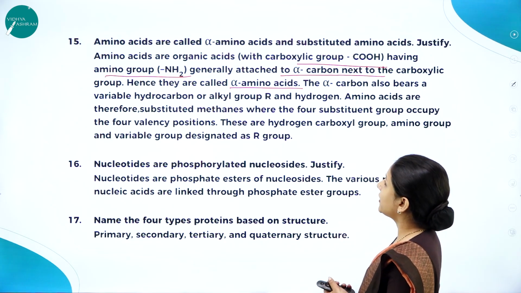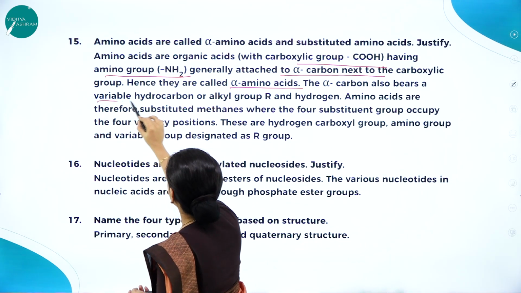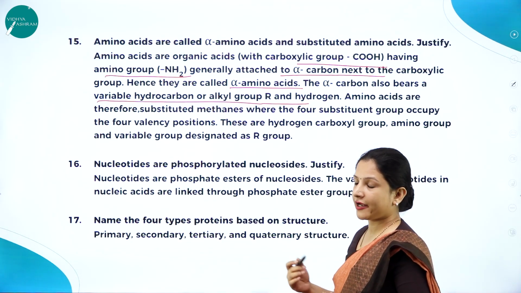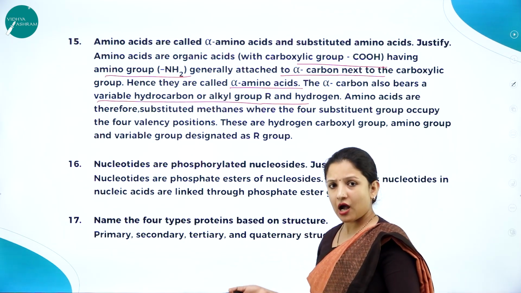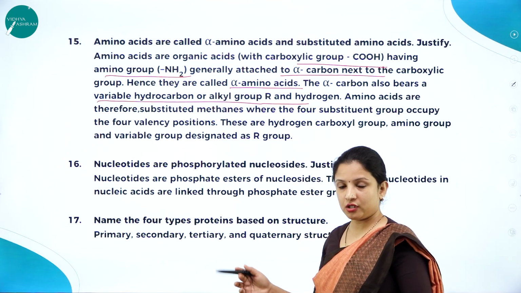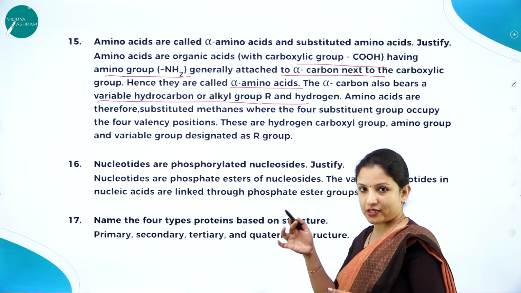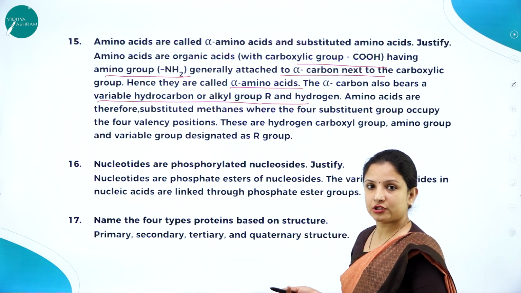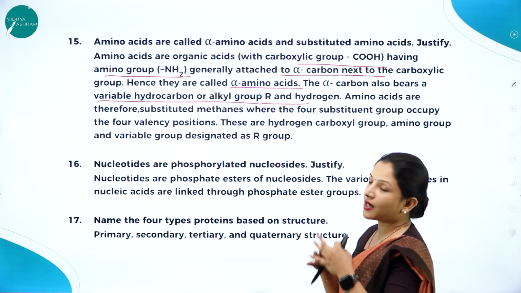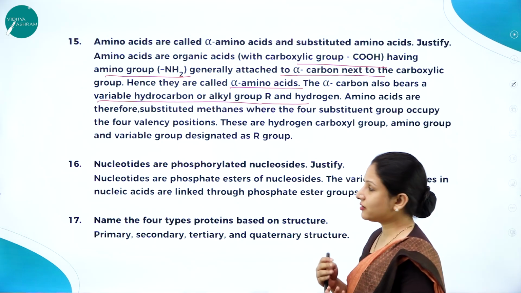And the alpha carbon atom also has a variable group, right? What is that variable group? It is the R group. And on the side chain they also have a hydrogen. Because they have an R group which can be substituted with either methane or hydrogen or CH2OH, because it can be substituted and the R group can change, it is also called substituted amino acids. So that is why amino acids are also called alpha amino acids and substituted amino acids. So much you write, you will get 2 marks.